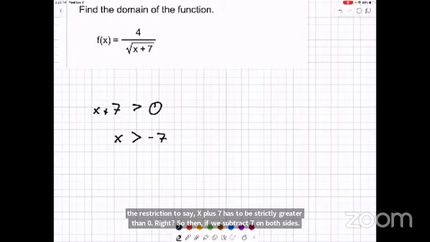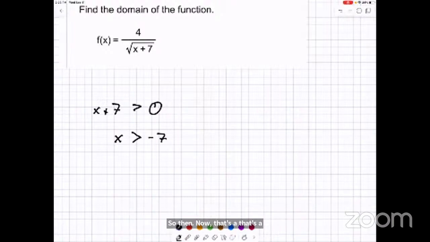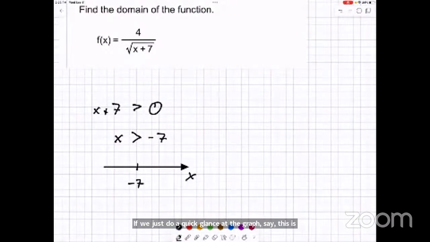Okay. So now that's a set builder notation. If we just do a quick glance at the graph, say this is our negative 7. If the alligator is eating the bigger thing and x is bigger than negative 7, are we talking about the numbers on the left or the numbers to the right? We should be talking about the numbers to the right. So we want the numbers that are bigger than negative 7. These are going to be the numbers going in this direction.